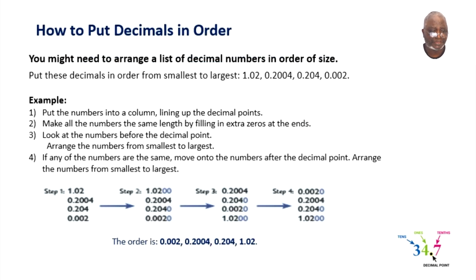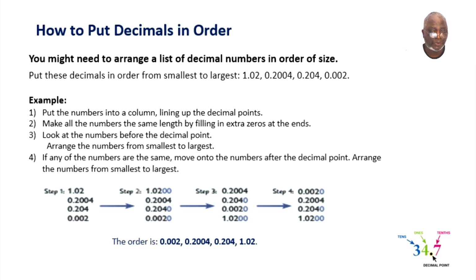How to put decimals in order. You might need to arrange a list of decimal numbers in order of size, just like you did for fractions. Put these decimals in order from smallest to largest: 1.02, 0.2004, 0.205, and 0.002.